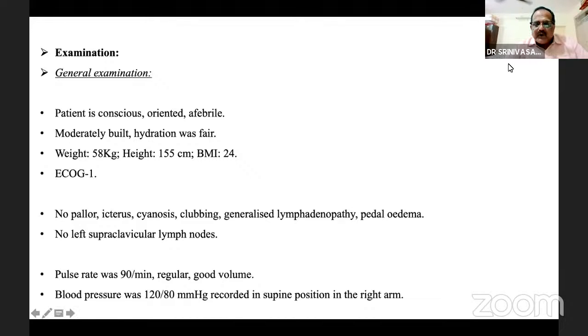Sir is asking, where do you look for the supraclavicular node? The clavicle extends from the sternoclavicular joint to the acromioclavicular joint. Supraclavicular is something above the clavicle, so it is a vague term. So what you mean, we can understand. It is the Virchow's node, right? So where will you look for this Virchow's node?